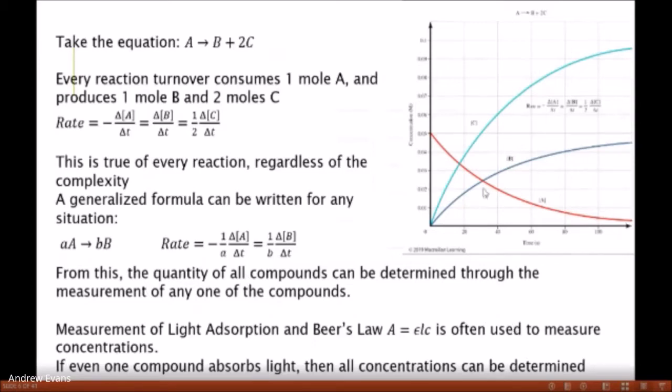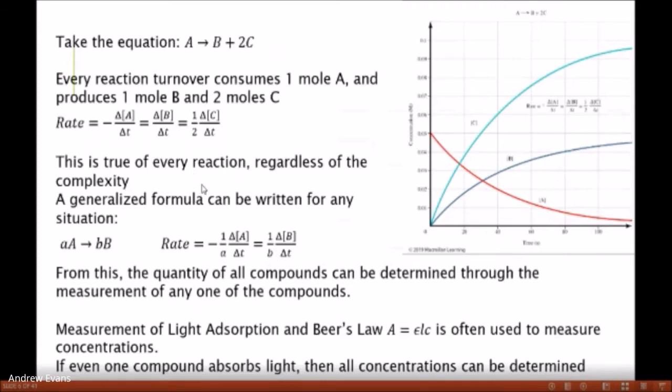See right there, if we look at the graph, A is being degraded, B is being formed at a similar rate, it's getting about the similar height. C is doubling up, going twice as fast as B and reaching twice the height as B. So we can relate that negative change in A over change in time is equal to positive change in B over change in time, which is equal to positive 1/2 change in C over change in time. Because C is twice as fast, we need that 1/2 to make them equivalent.